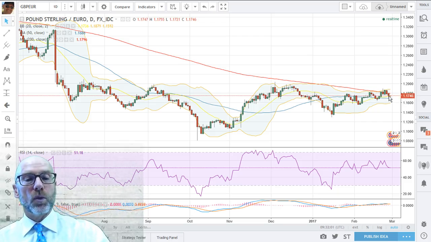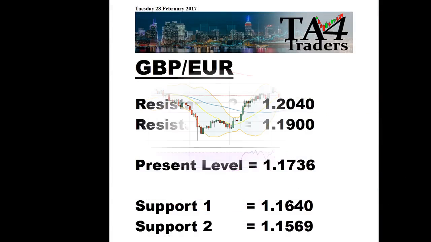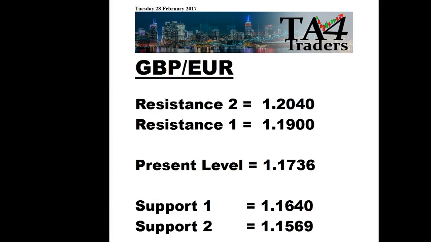On the support resistance levels, resistance at 119 and 120.40, and support at 116.40 and 115.69.